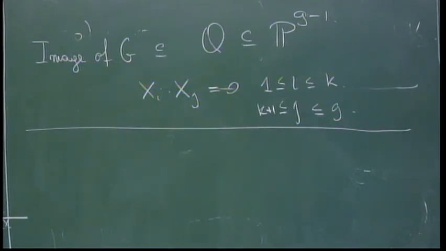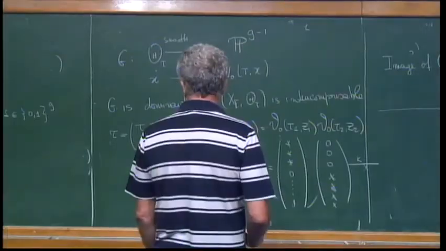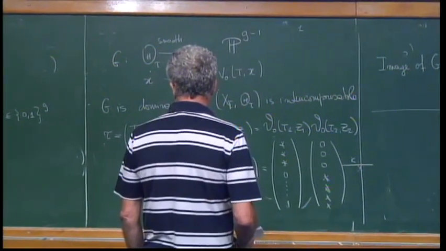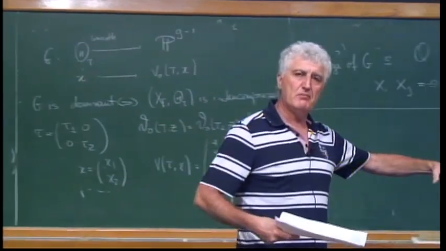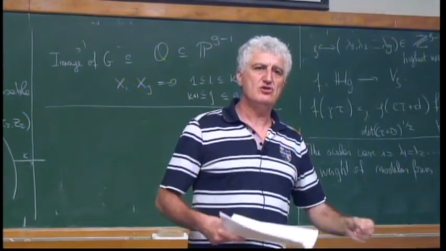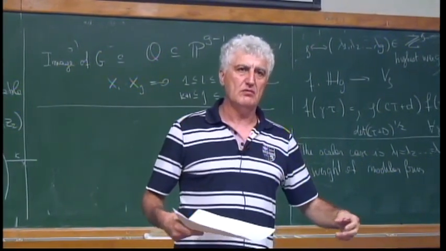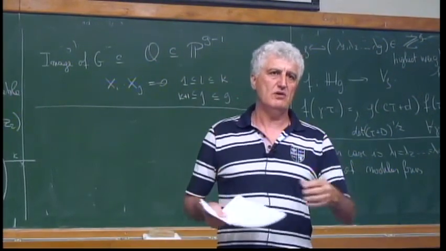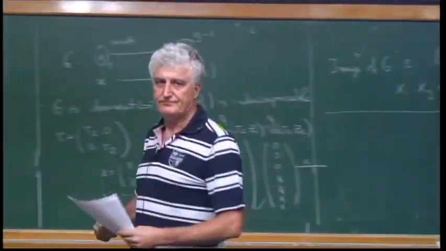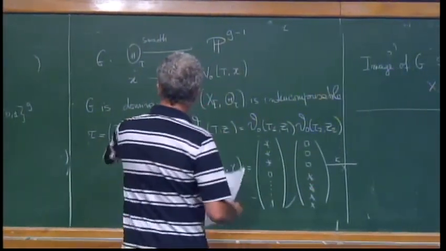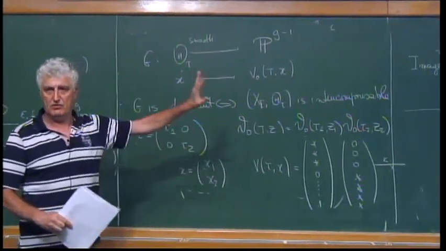Yes, the dimension of the image is just one less. It depends on the number of blocks. So it's g minus the number of blocks. If it's irreducible, it's g minus 1. If it's g minus 2, this is two blocks. You can get more blocks.